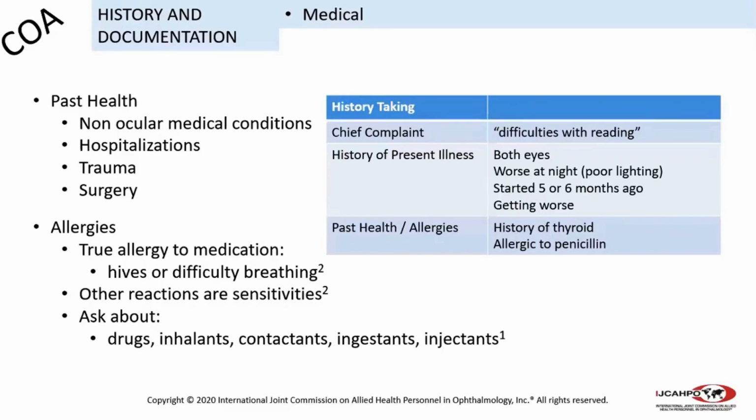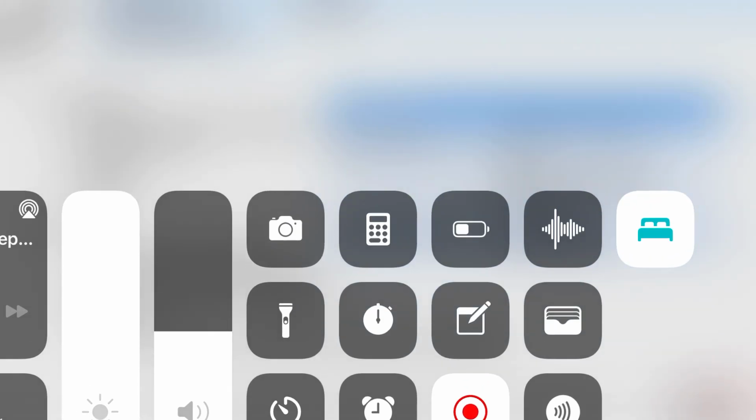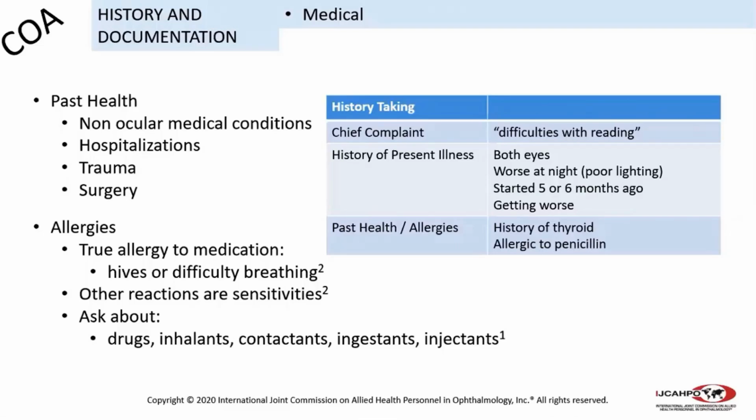Past health, be sure to include non-ocular medications, hospitalizations, trauma, and surgery, a patient's allergies, and the true allergy to a medication. Hives or difficulty breathing would be an example of a true allergy. Other reactions are considered sensitivities. Also ask about drugs, inhalants, contactants, ingestants, and injectants.